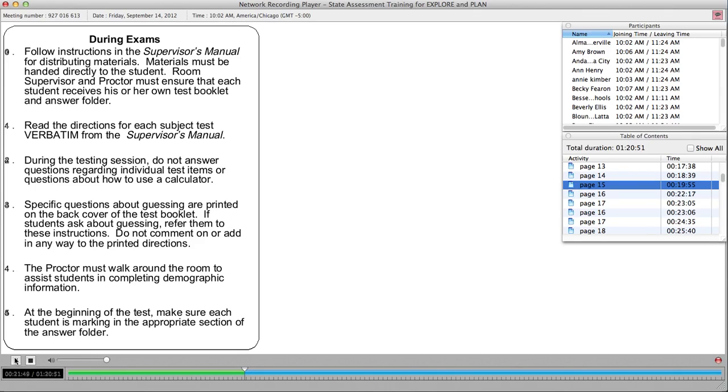The proctor, if in a room of more than 25 students, must walk around the room to assist students in completing demographic information. If there are 25 or fewer students and a proctor is not used, then the room supervisor should make an effort to walk around the room to assist with the demographic information. And again, at the beginning of the test, make sure each student is marking in the appropriate section of the answer folder.